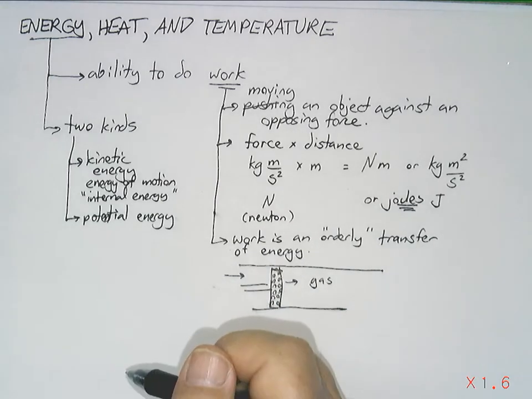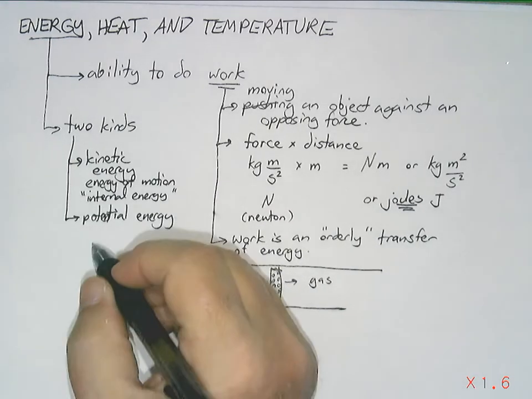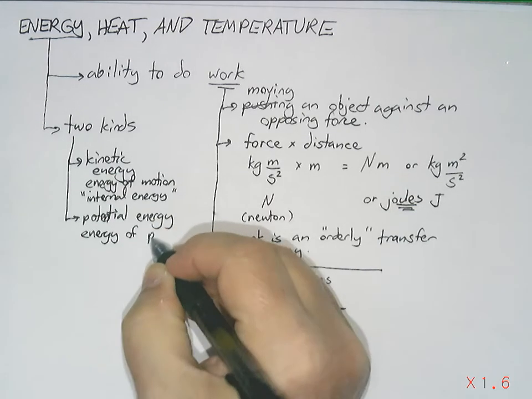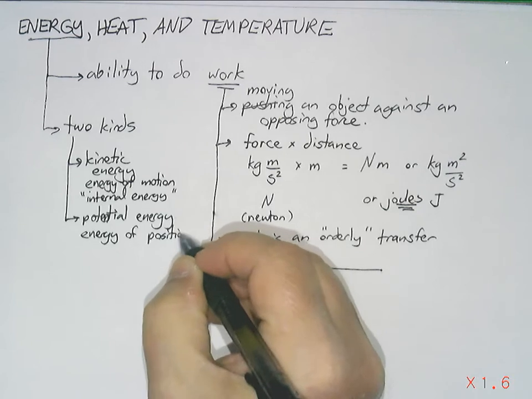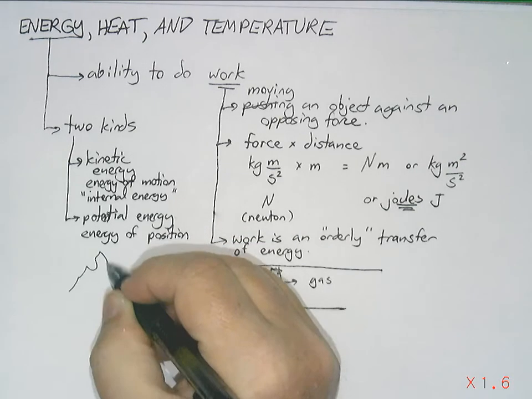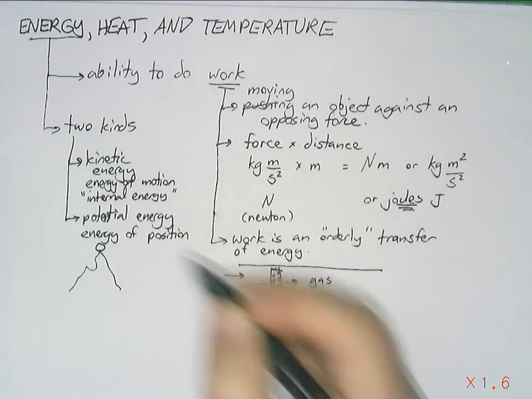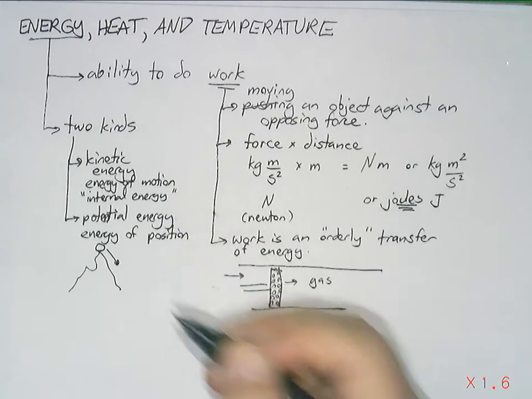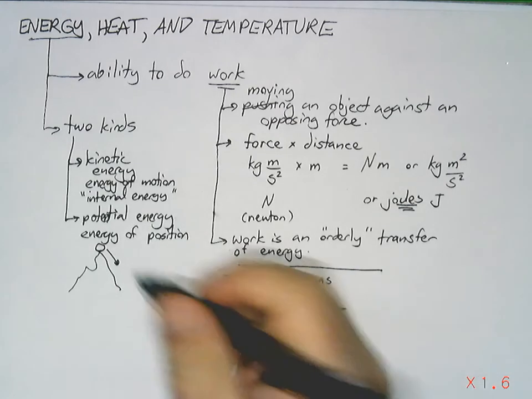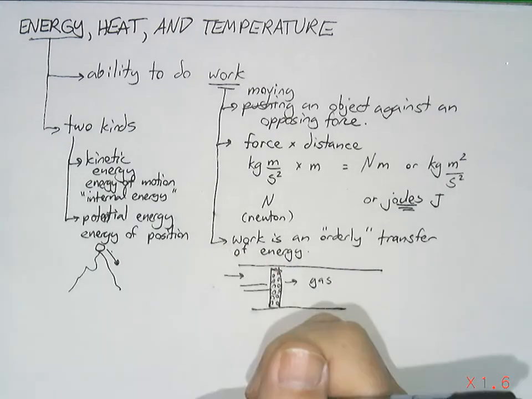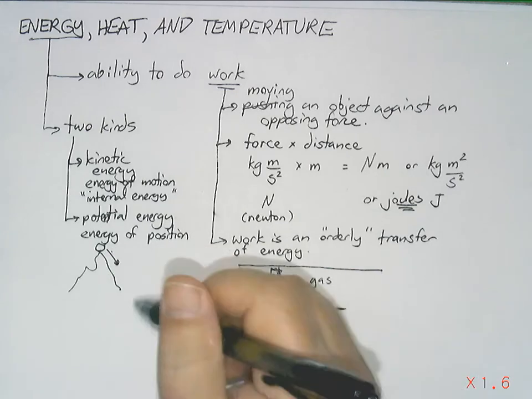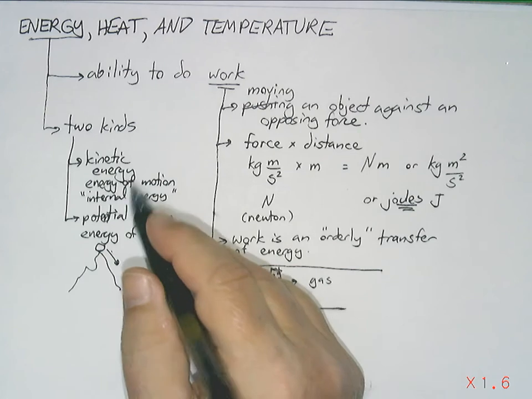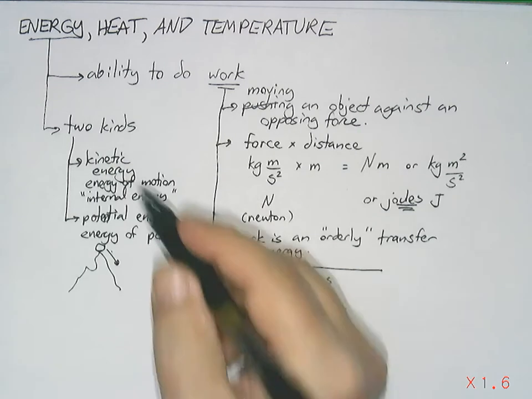Potential energy is energy of position. For example, if I've got a mountain here and there's a boulder teetering on the top, it's got some potential energy because it can roll down the hill spontaneously. If you tap it a little bit, it'll start moving down. That potential energy can get changed into kinetic energy. So these two types of energies can be turned into each other.